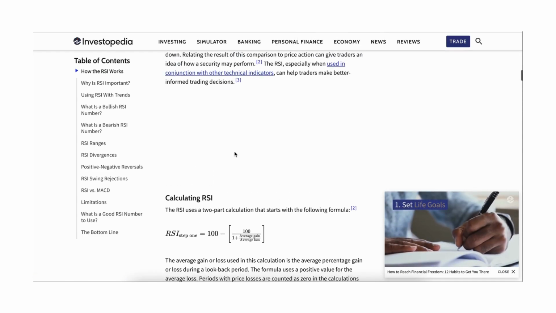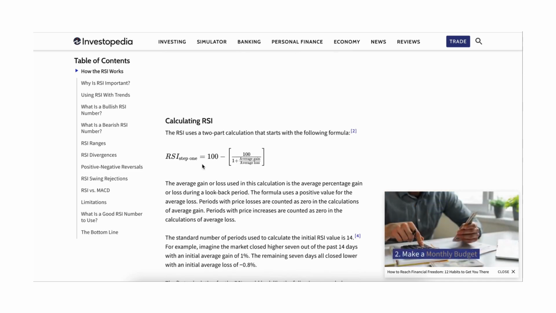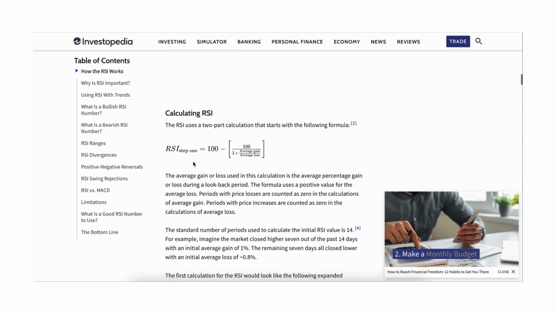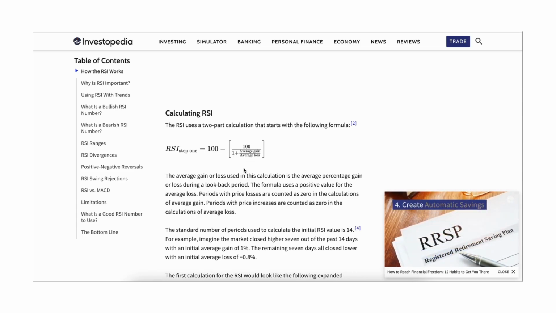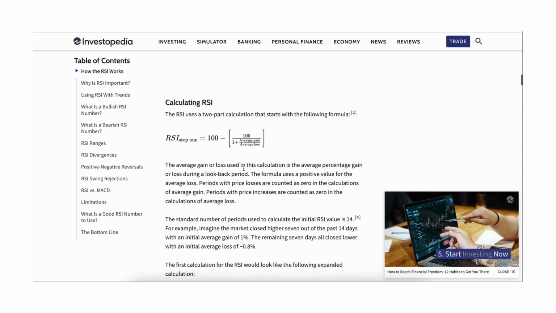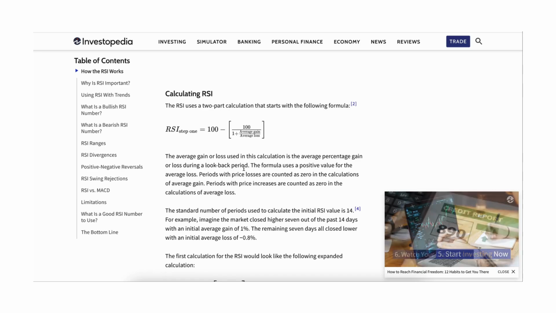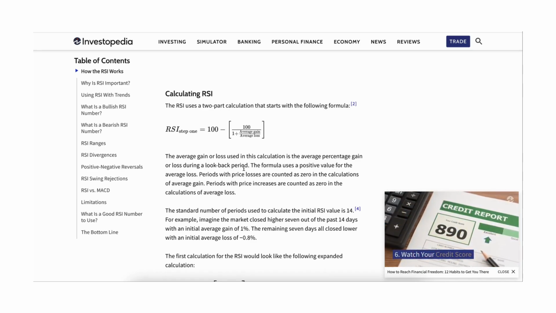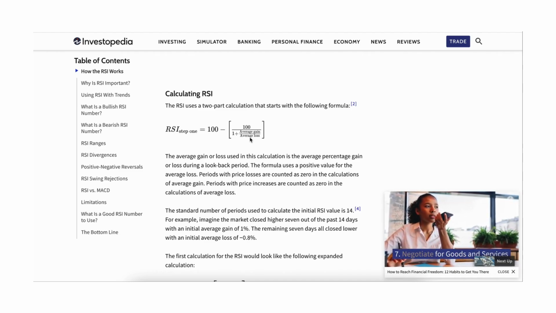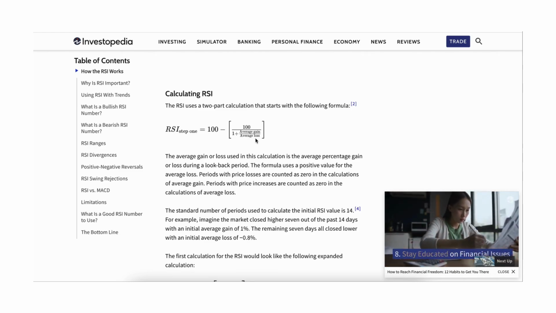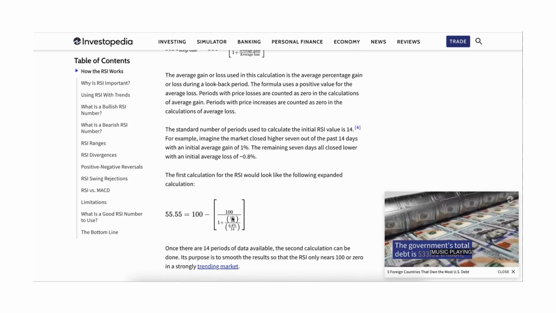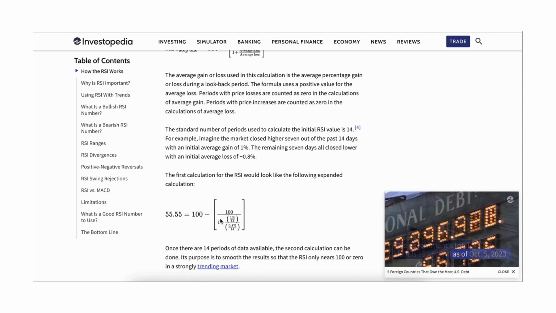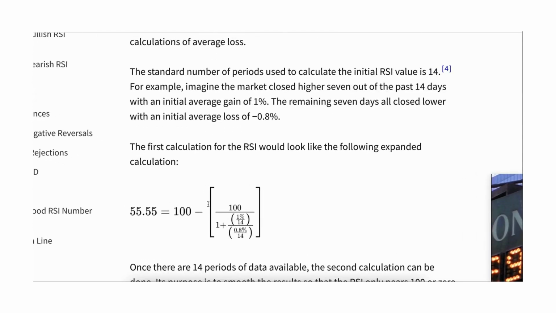So this is Investopedia. We look up the definition of RSI here, and the RSI definition is basically 100 minus 100 divided by 1 plus average gain divided by average loss. So this is basically saying, on the days that we gained in the last 14 days, what was the average gain, and what was the average loss in the days that we lost. And then you do this calculation on the average gain and loss. So if the average gain was 1% and the average loss was 0.8%, this is how the RSI calculation looks.